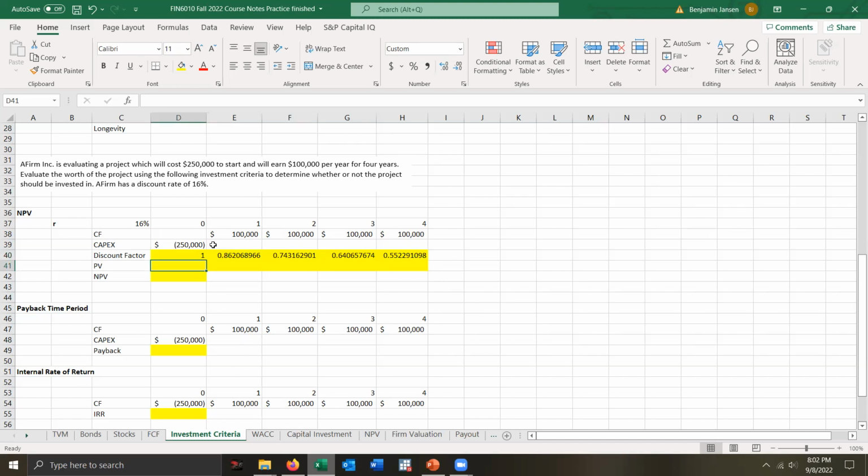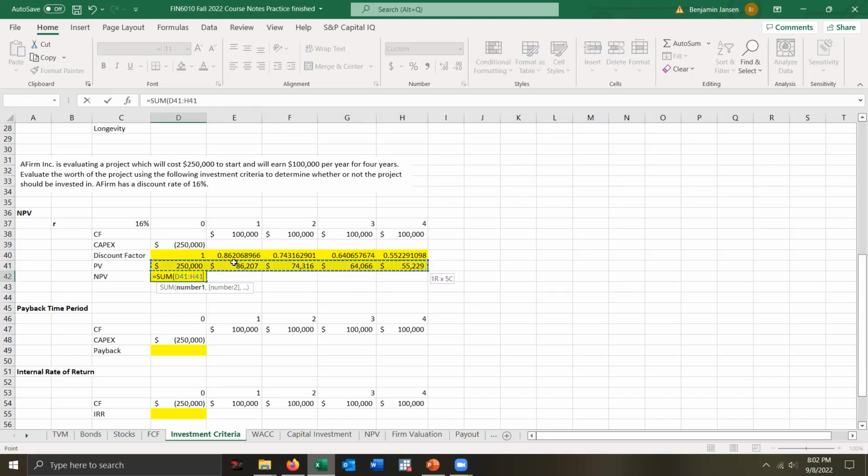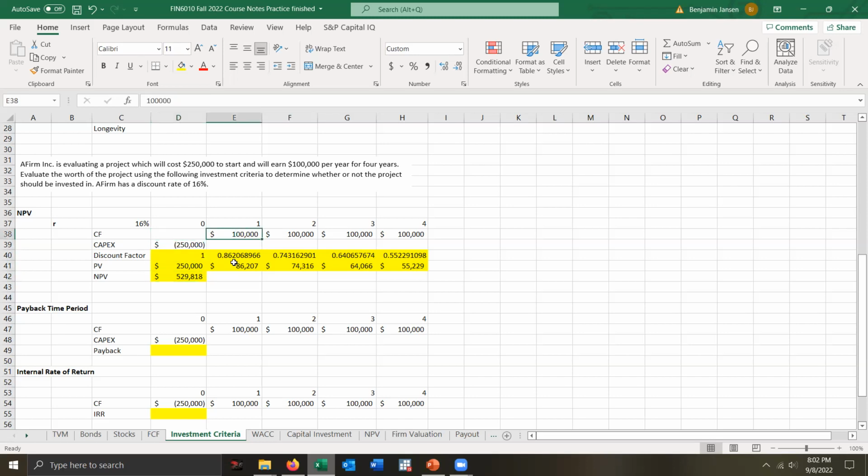Now we get our present value: our cash in, minus our cash outflow, times the discount rate. All right. So now we have our present values. Now we sum them all up to get our net present value. Okay. So based on net present value, if we were to accept this project and start building it right away, it's going to add $529,818 in value based on a 16% discount rate, the expected costs, and the expected incomes.